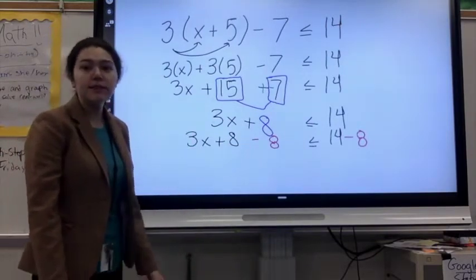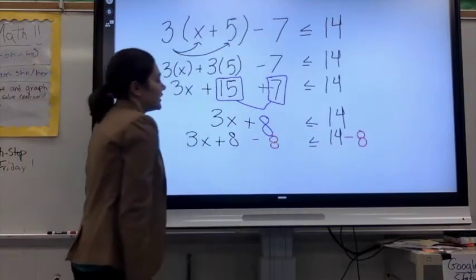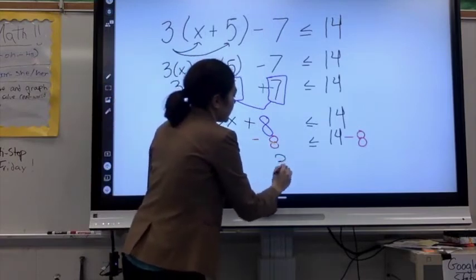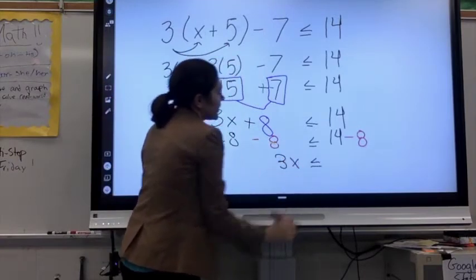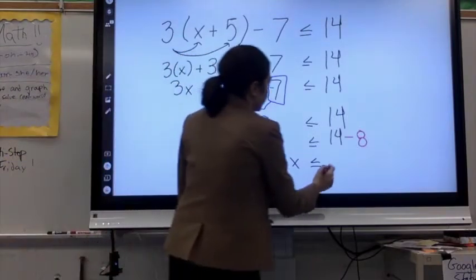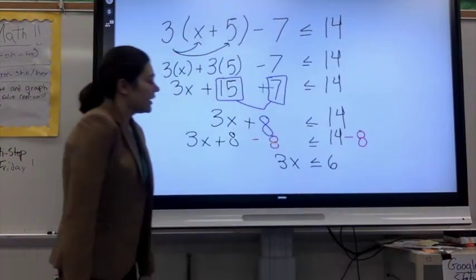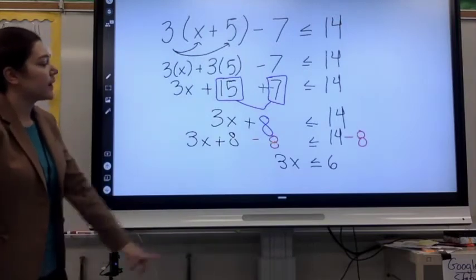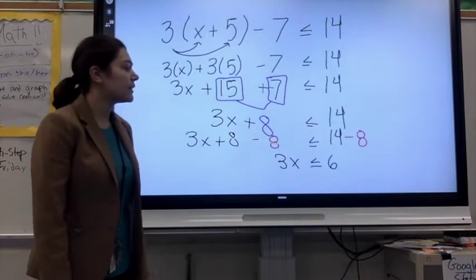8 minus 8 is 0. That goes away. On my left-hand side, I just get 3x, which drops down. On the right-hand side, I have 14 minus 8, which is 6. And then lastly, just one more thing to do. Now I have a one-step inequality. I have 3 times x is less than or equal to 6.